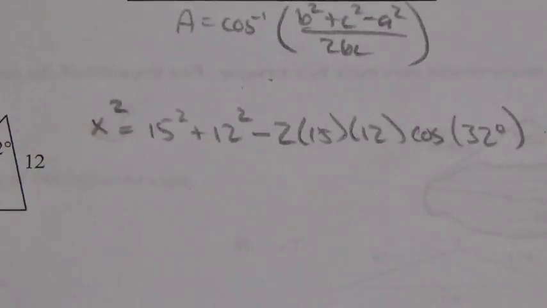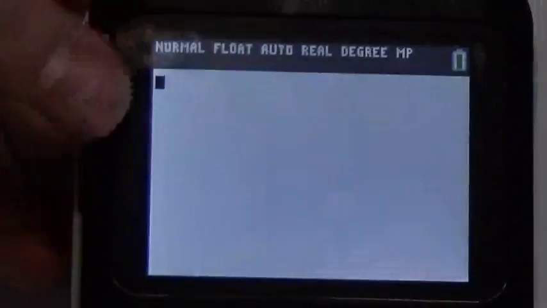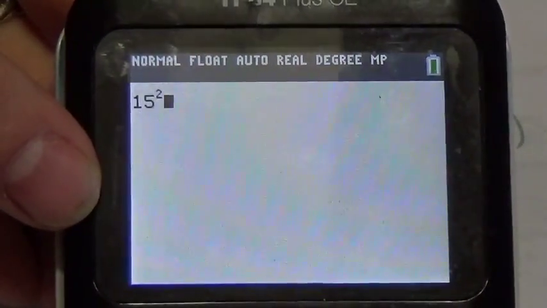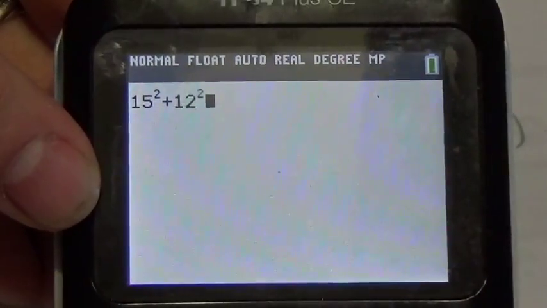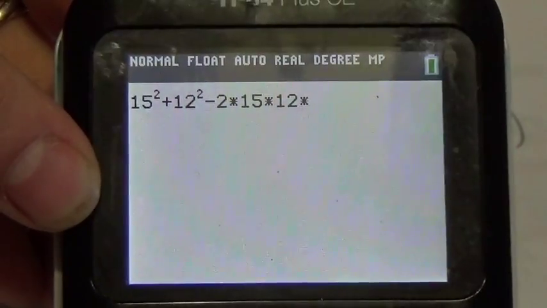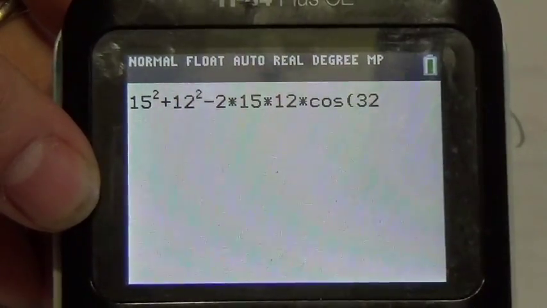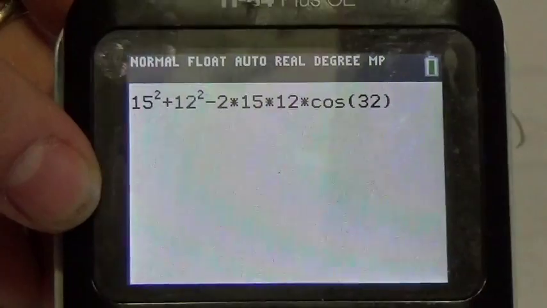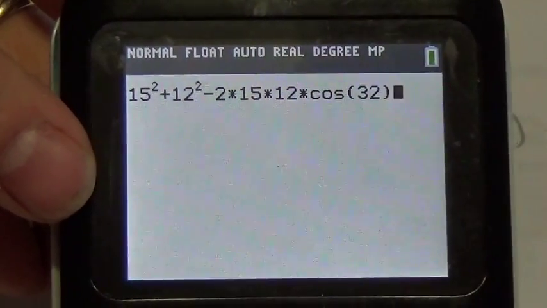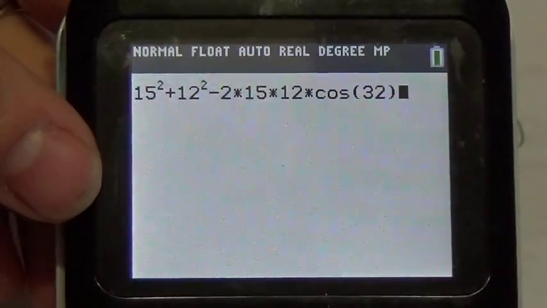Okay, that's incorrect. The best way that you can do this, and I mean this sincerely, your calculators, in fact all your calculators here, can handle this. 15 squared plus 12 squared minus 2 times 15 times 12 times the cosine of 32, and close the brackets. Just do it all in one step. Don't split it up into different pieces here. If you do that, you're very likely going to do that wrong.